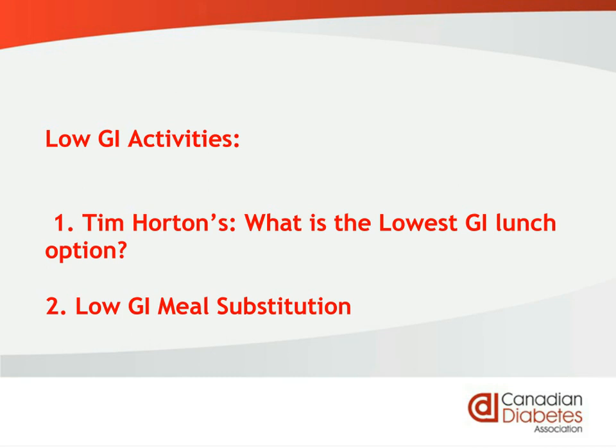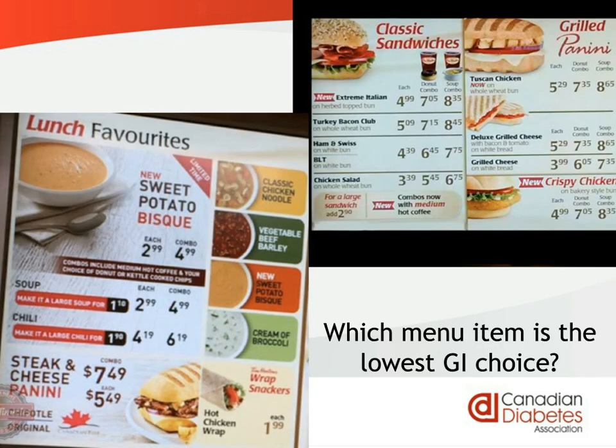The first one that I have here is the Tim Hortons menu. Take a few moments to look at the menu and think, if you were at Tim Hortons and this were your options, what would you choose that would be the lowest GI?